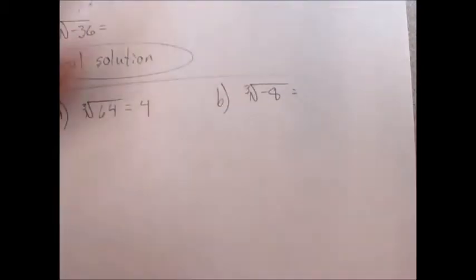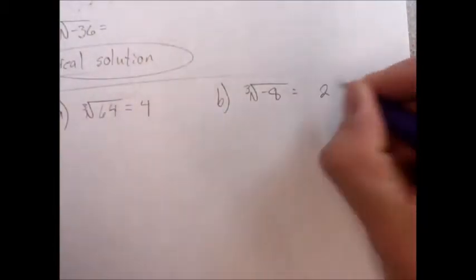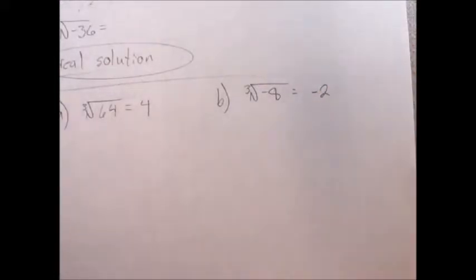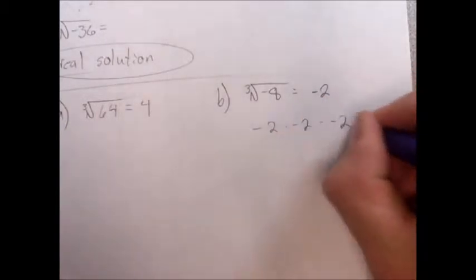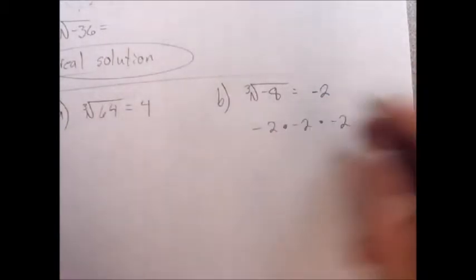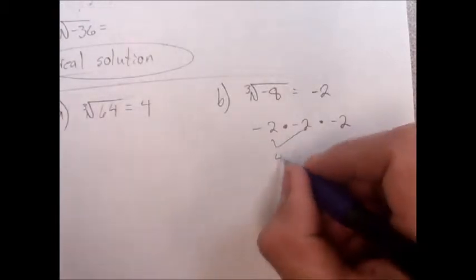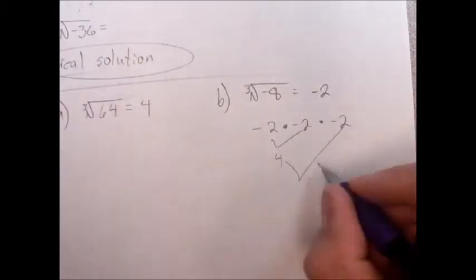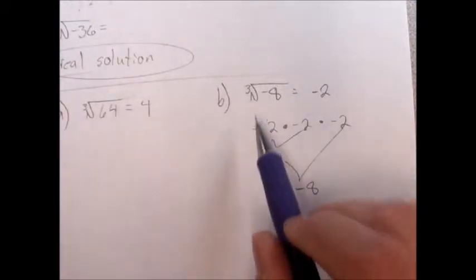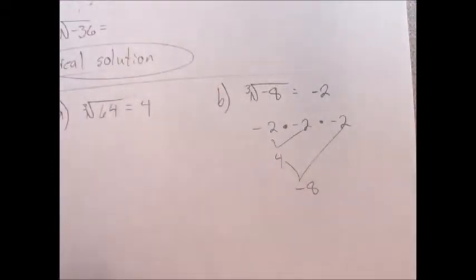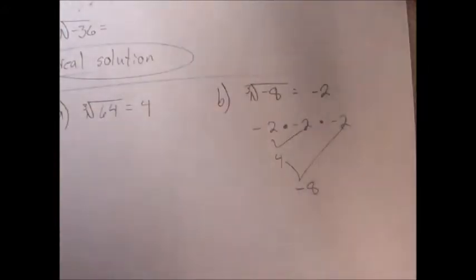2. Okay? Now I have to consider this negative. Negative 2 times negative 2 is positive 4, right? So let's look at it. Negative 2 times negative 2 times negative 2. Negative 2 times negative 2 is a positive 4, but when I multiply it by this last one, I get a negative 8. So that'll only work with odd roots. I can only have a negative underneath it if it's an odd root.